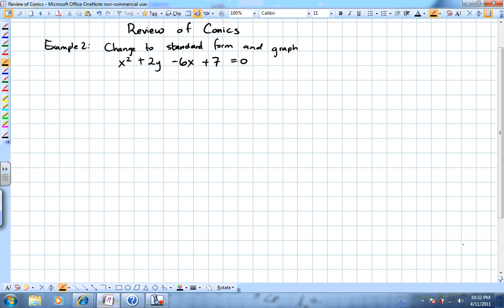Example number 2, review of conics. First thing I want to look at in the general conic equation is to notice that there is only the x squared term, making this conic a parabola. Again, we're going to complete the square only for the x squared term.